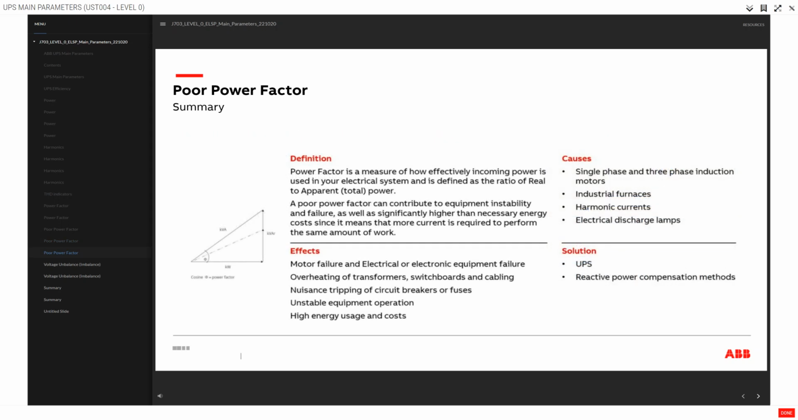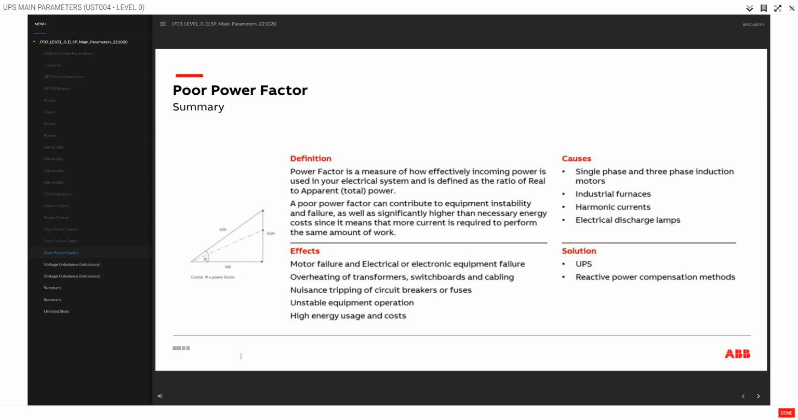Summary. Power factor is a measure of how effectively incoming power is used in your electrical system and is defined as the ratio of real to apparent, total, power. A poor power factor can contribute to equipment instability and failure, as well as significantly higher than necessary energy costs, since it means that more current is required to perform the same amount of work.